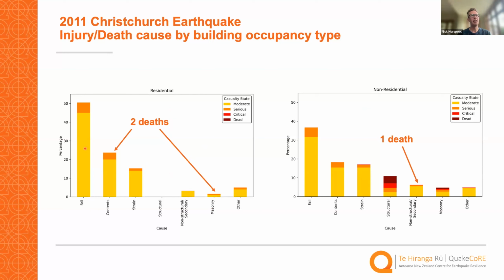But what we can see is that in homes, over half of people are injured from falls and then being hit by contents and strains. Our non-residential buildings are our deadliest buildings, so most of the deaths obviously come from either structural or masonry elements in those, but we still see a larger number of injuries from falls, contents, and strains in these buildings.